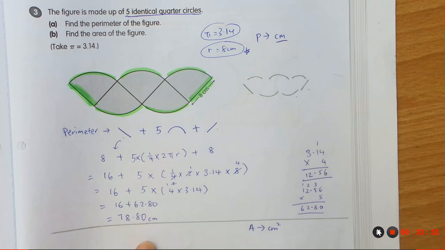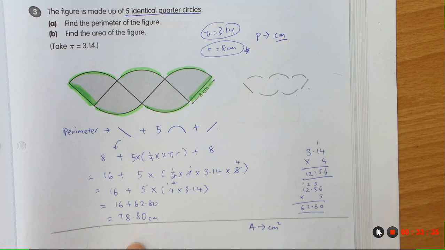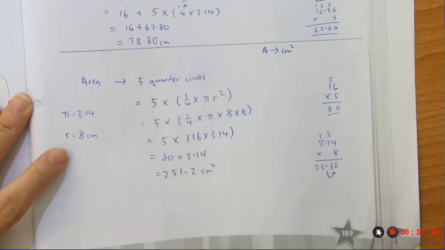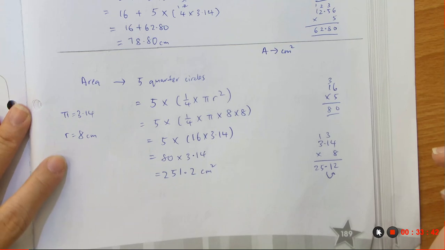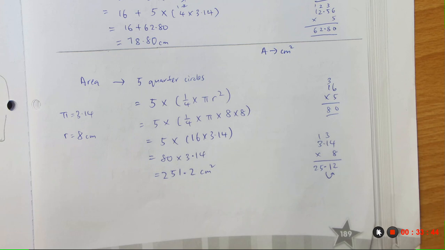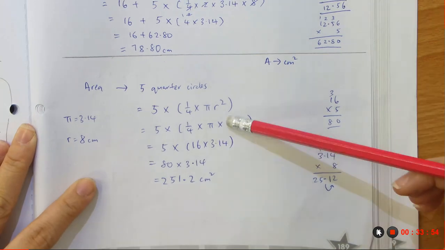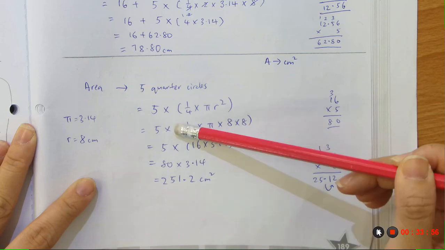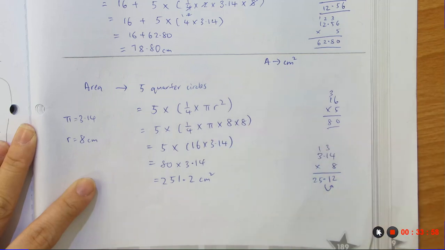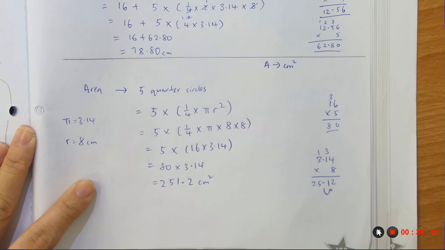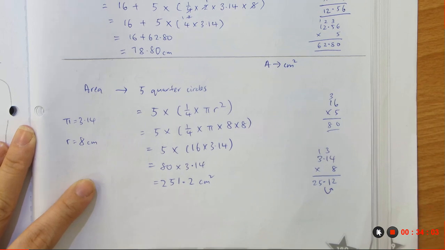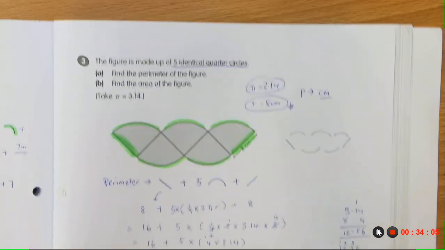Then finally, the area, 5 quarter circles. Sorry? Yeah. I will upload this. You will be able to see this after school. Okay? 8 times 8 times 1 quarter. Which one? The perimeter?